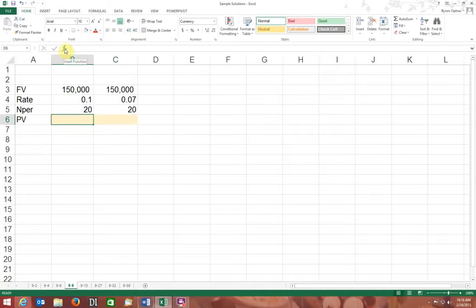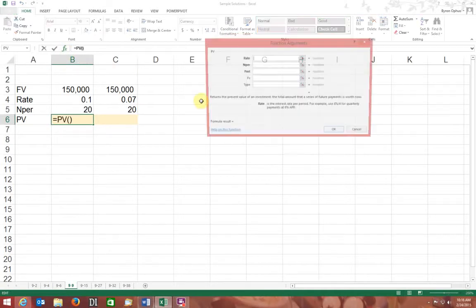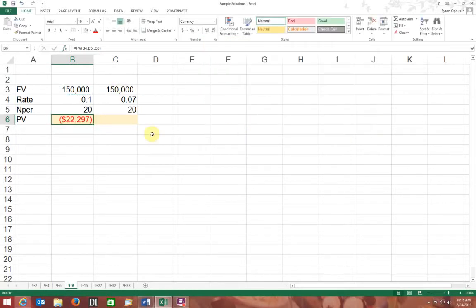Let's take a look. So again, we're going to solve for our present value. That's my most recently used, so it pops up for me nicely. My rate, my number of periods, and my future value. Okay. So all this is saying is that if I were to invest $22,297 today and earn 10% on it, in 20 years I would have $150,000. Now again, I would expect this answer to be a little bit higher. I always like to kind of know what my expectations are.